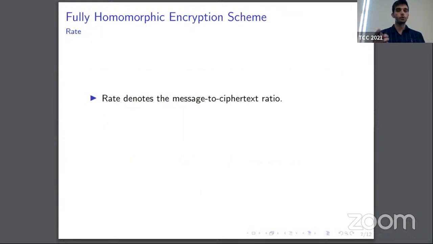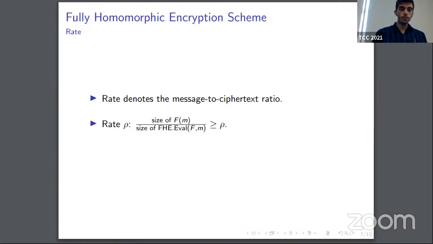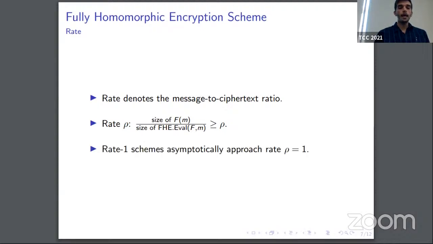Now, a metric that we use for communication complexity is rate. Rate is basically the message to ciphertext ratio, or to be a bit more technical, it's the size of the computed data in plain over the size of the homomorphically computed data. When we refer to a rate 1 scheme, like I did in the title, we refer to schemes that asymptotically approach rate 1, just like the one from Brakerski et al. So we have minimal communication complexity.